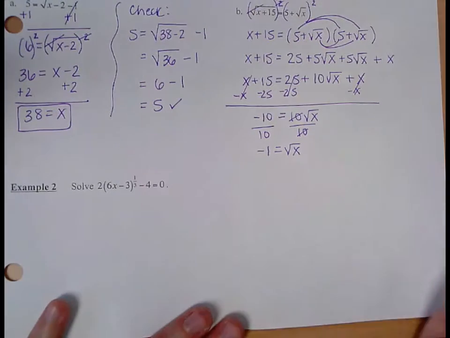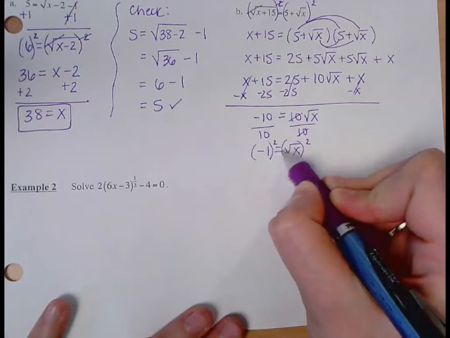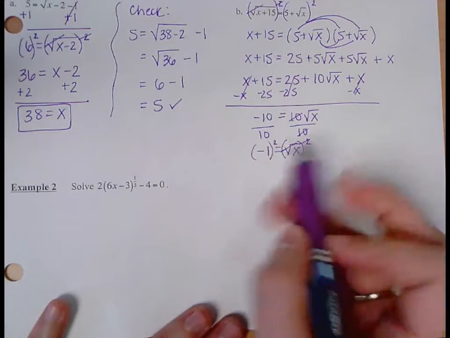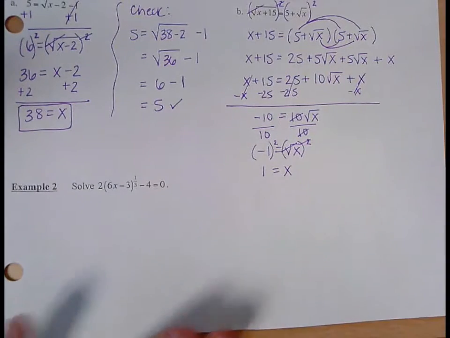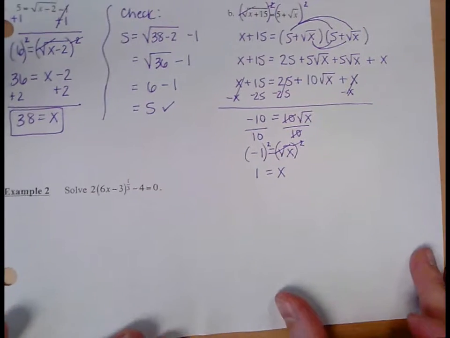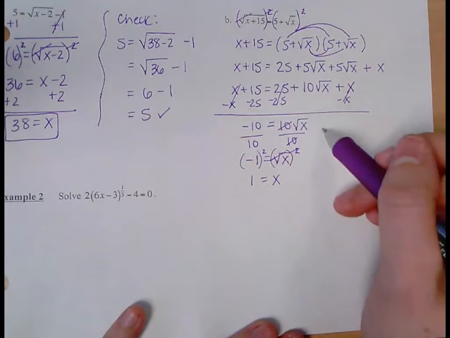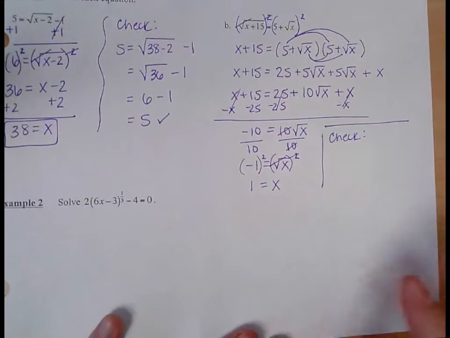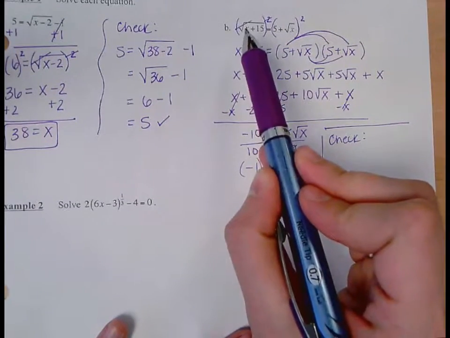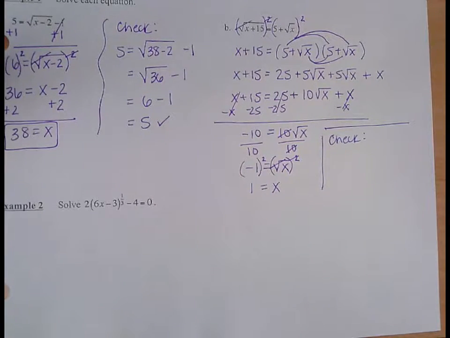And then to solve for x, I would square both sides. So I'll have negative 1 squared is 1, and then square root of x squared is just x, so I get x is equal to 1. And then again, like I said for the first one, make sure you check. So in my original equation, I'm going to substitute in 1 for both of the x's on either side and make sure they come out to be the same number.